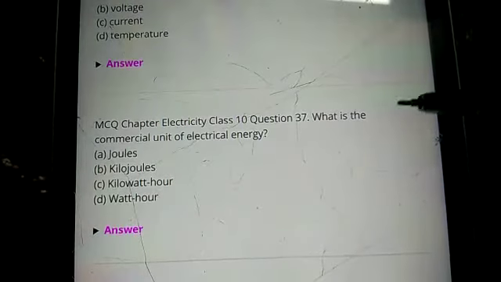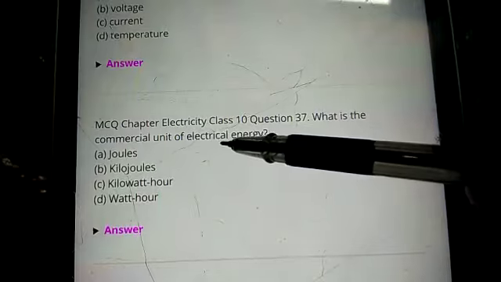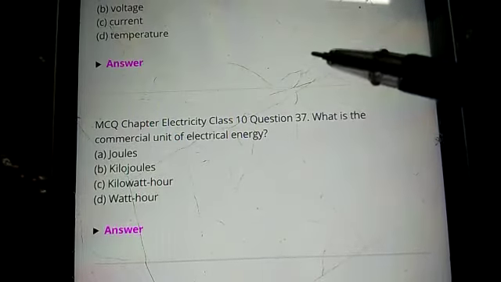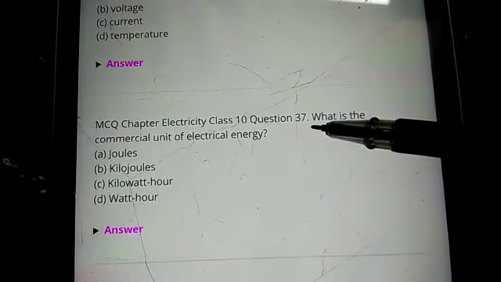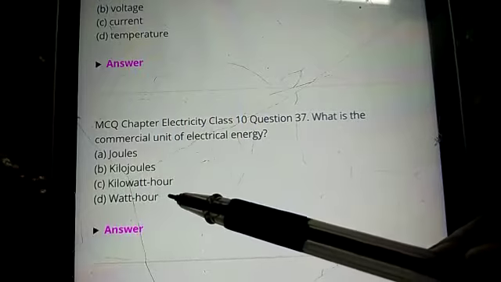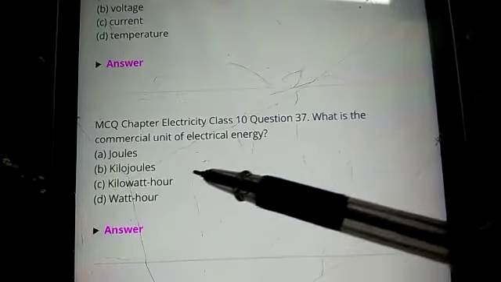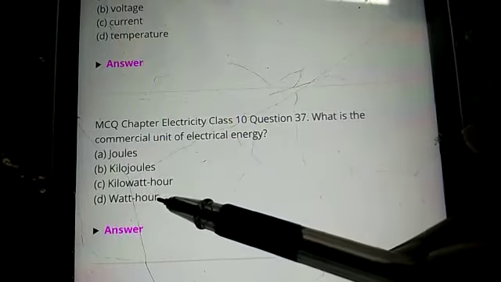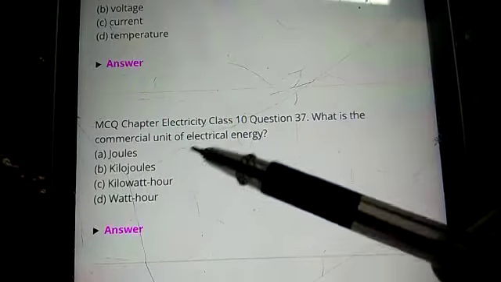Now, next question. What is the commercial unit of electric energy? This is from your class 9th standard. In class 9th standard, you were taught the commercial unit of electric energy is kilowatt hour. So, the commercial unit of your electric energy is kilowatt hour. So, here the correct option is C.